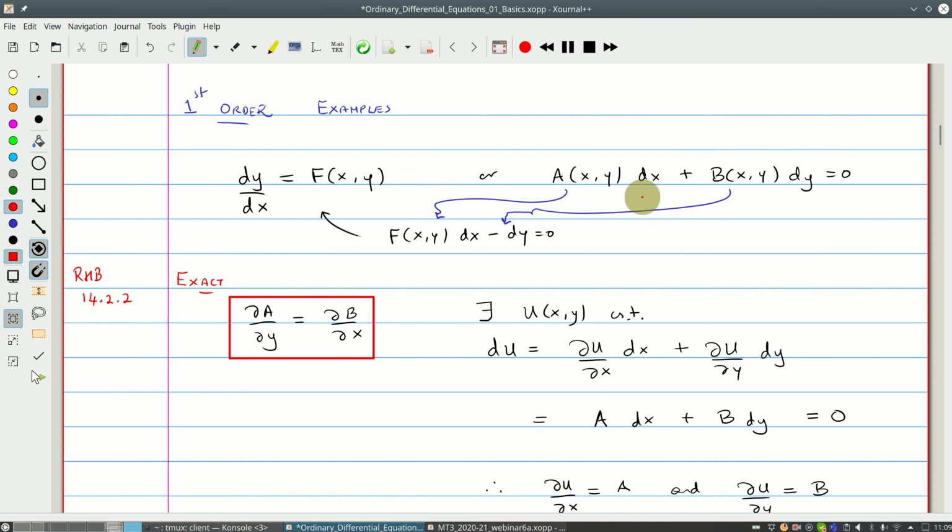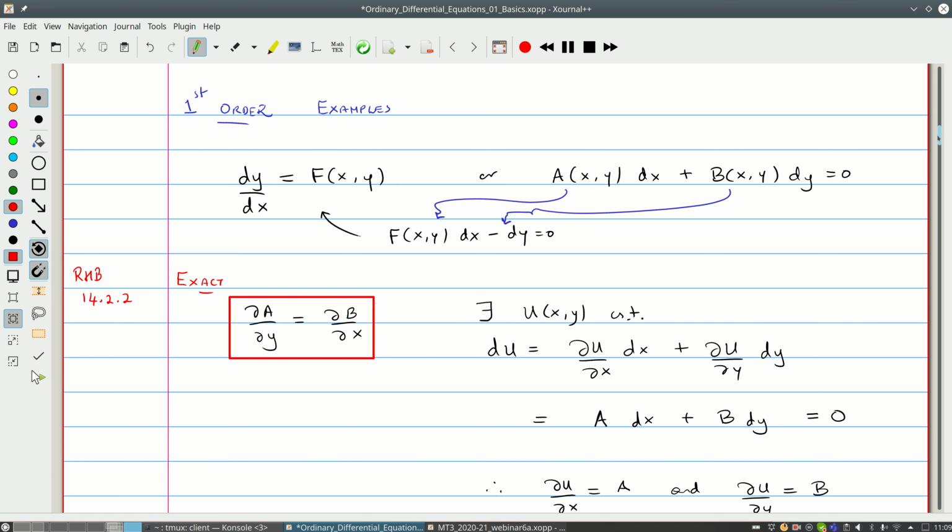Now this can also be written more generally in the form of a of x and y times dx plus b of x and y times dy is equal to 0. And the way you see it is if you transform the first equation into the form f of x comma y times dx minus dy is equal to 0. That's just the rewriting of the first equation. Then you can recognize that if I set a to be f of x and b to be minus 1, I get the second form. And the second form is the more general form, but just recognize it's related to the first form.